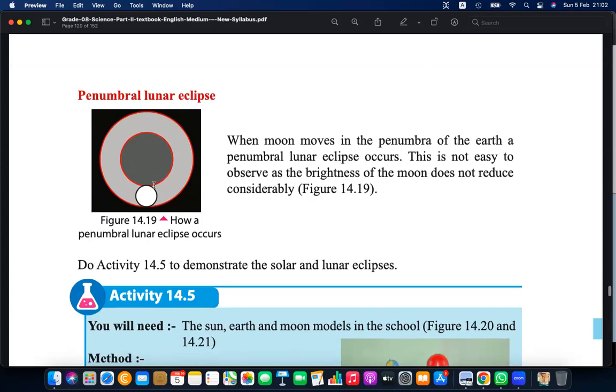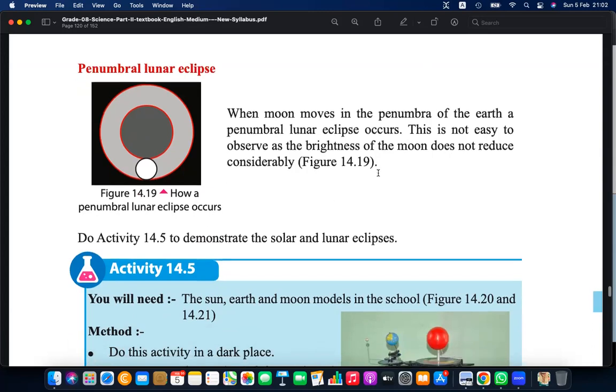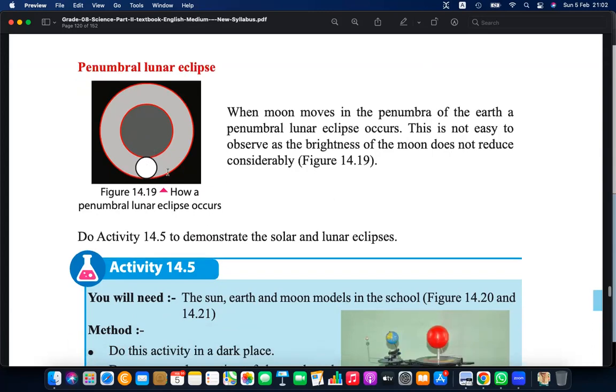But the penumbral one is quite difficult to observe because it is not producing a considerable amount of light. The brightness of the moon will be low, but how can we compare? We cannot remember the earlier brightness. Therefore, it's difficult to identify the penumbral one.